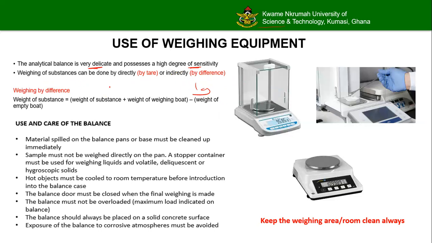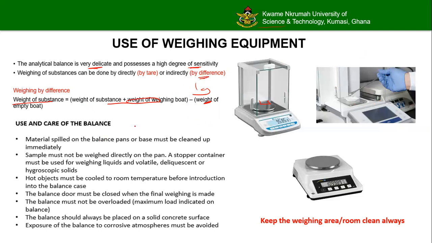Good. Now we are saying that the weighing of a substance can be done directly. It means you put your weighing boat on the balance and then you tare it. When you tare it, it considers it as 0. So the next weight that will come in will be the true reflection of the substance inside the boat, right? And then we can also weigh by difference. By difference, we take the weight of the boat, and then we add the substance to the boat and take the weight of both the substance and boat. Then the weight of the substance will be equal to the weight of the substance and boat together minus the weight of the boat, right? Very simple. So that is how we can measure weight by difference.